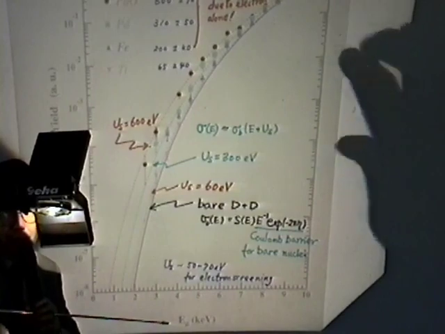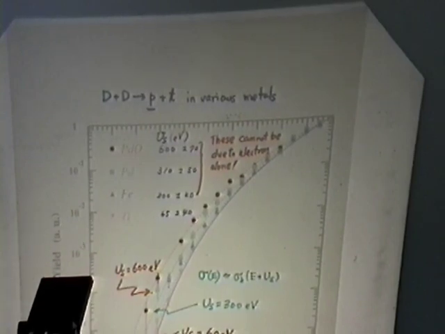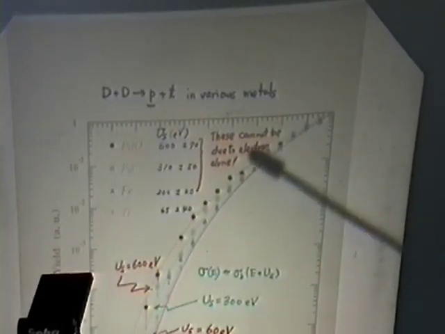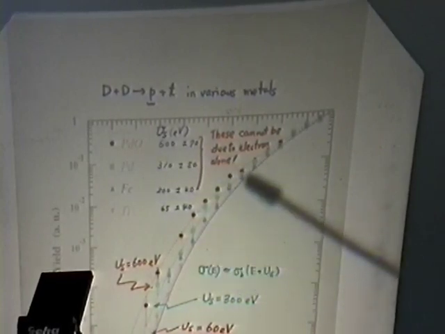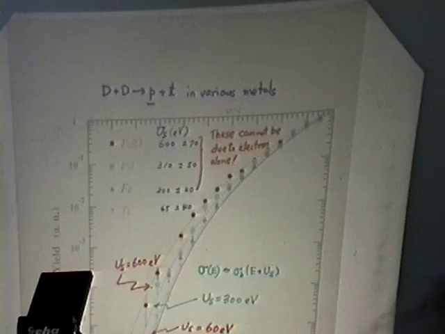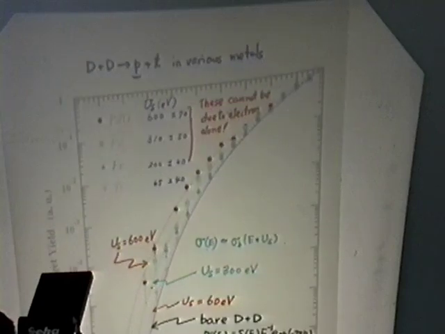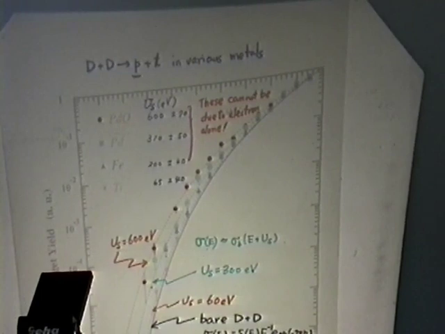All right. We summarize the case of palladium oxide, palladium, and iron. In this case, we will say these values cannot be due to the electron screening alone. Therefore, we need a new mechanism to explain this enhanced cross-section. Because, as I told you, usually the screening energy from the electrons is something like 50 to 70 electron volt.